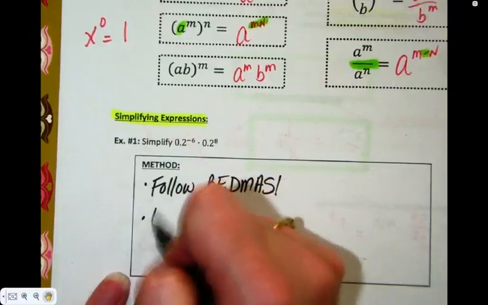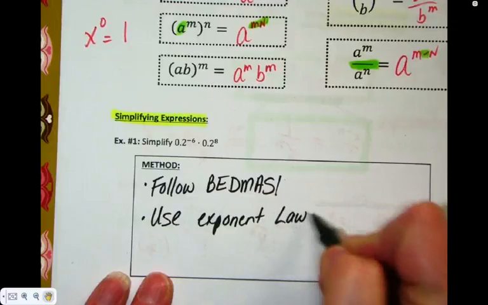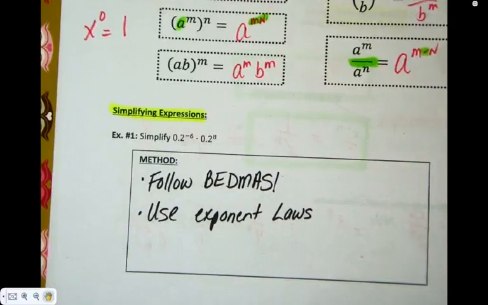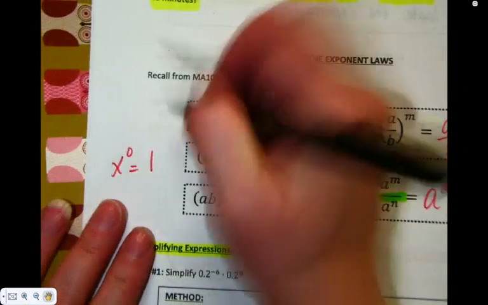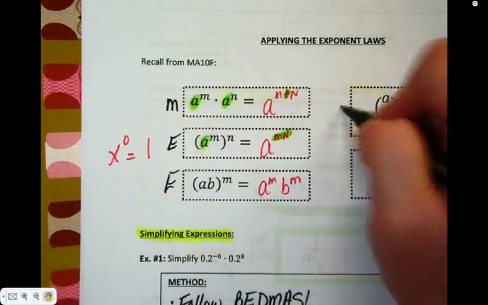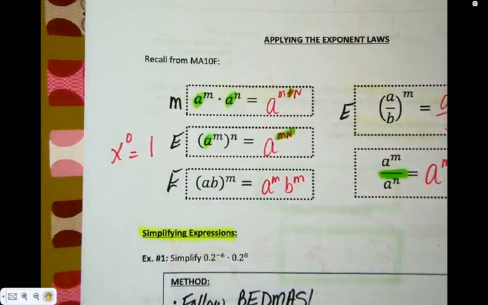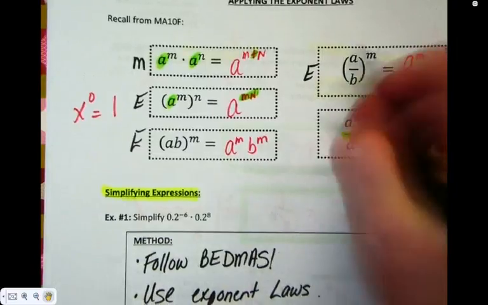Within bedmass, use your exponent laws. In terms of bedmass, this is multiplication. So when you hit the m in bedmass, it's that law that you're going to use. This will be E, this will be E, and this will be E, just depending on what the question looks like. Those are all part of the exponent piece in bedmass. And the last one is? Division, right? Because it's a division.